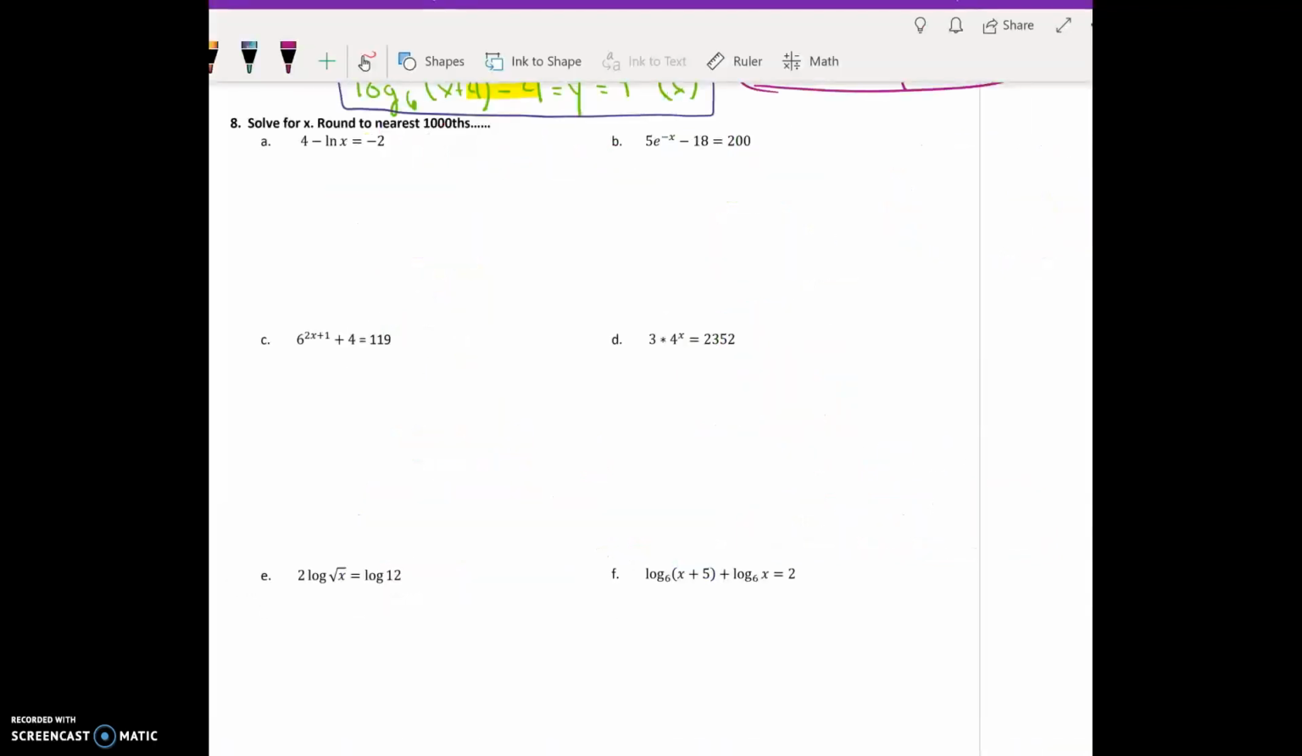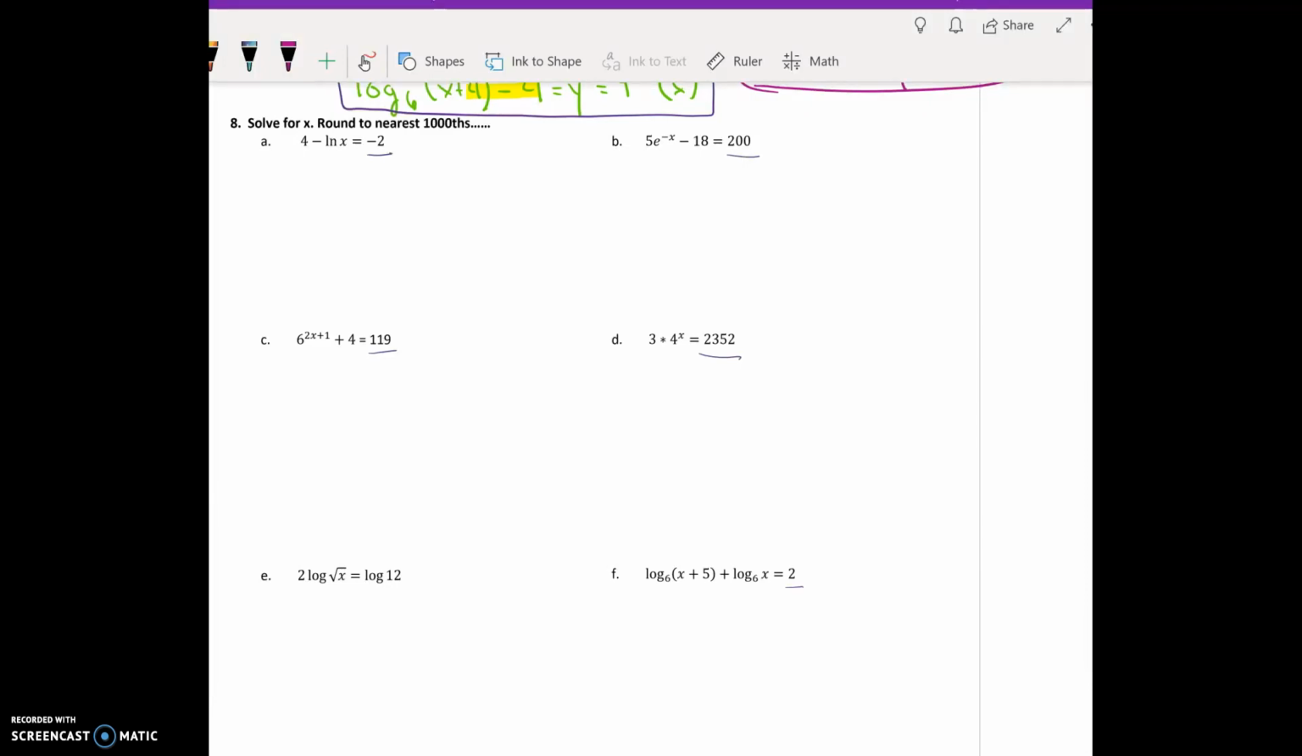All right, so first thing we're going to do is we're going to be solving. So again, when I talked about solving, the first thing I want to do, is it equaling a number or just what I call a constant or not? Because if it's equaling a constant, so what I mean by a constant is I just got this random number here, like -2, 200, 119, this. But on E, I got a log on one side and a log on the other side.